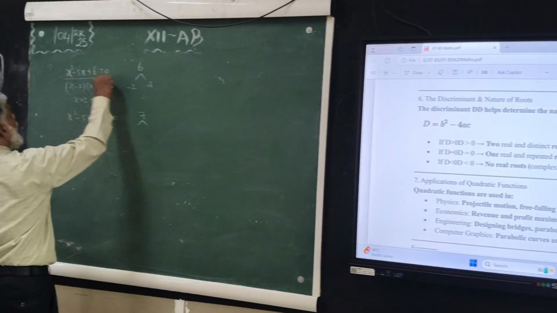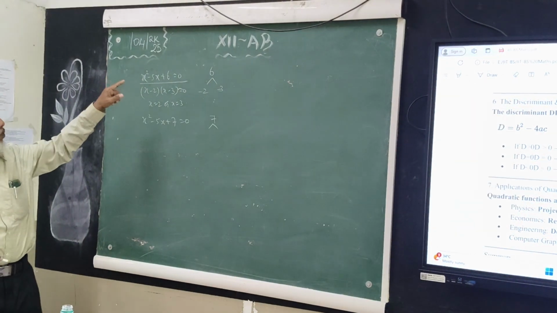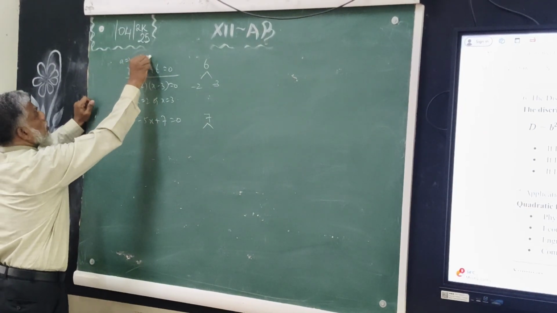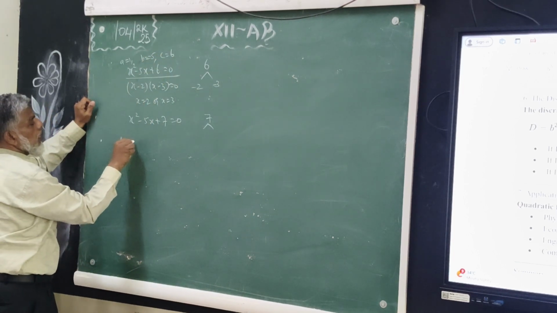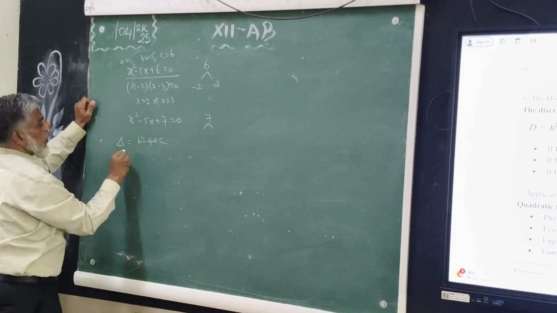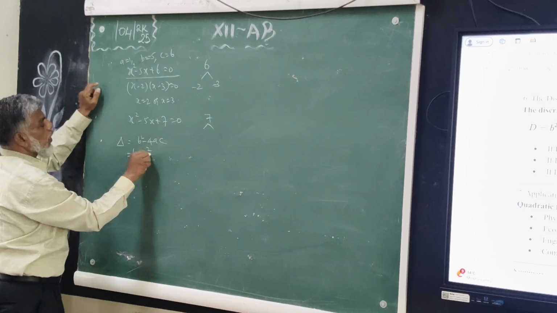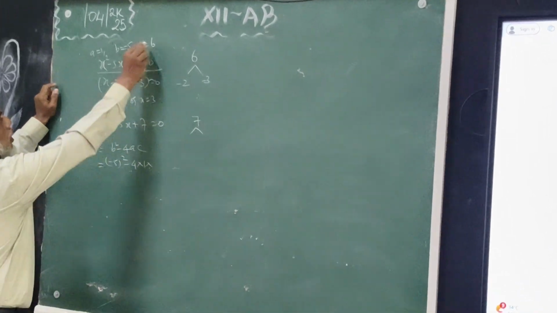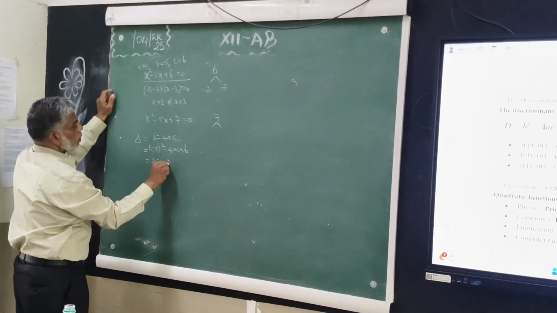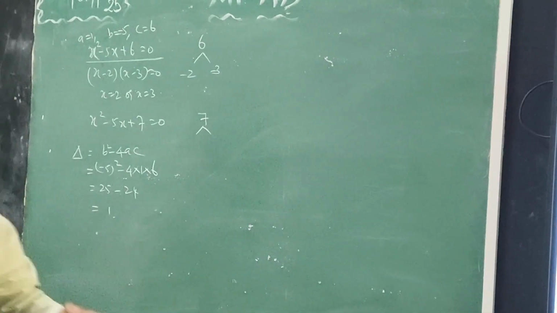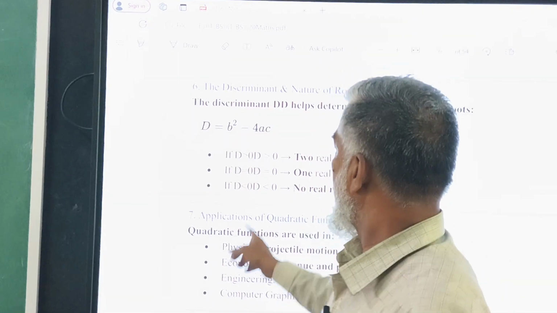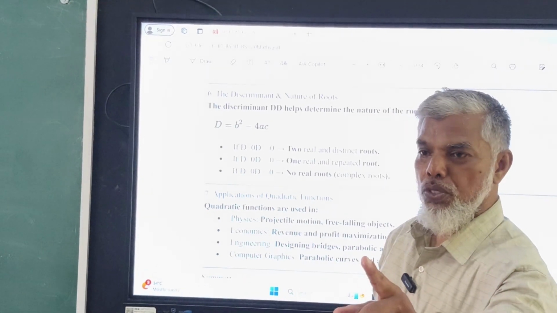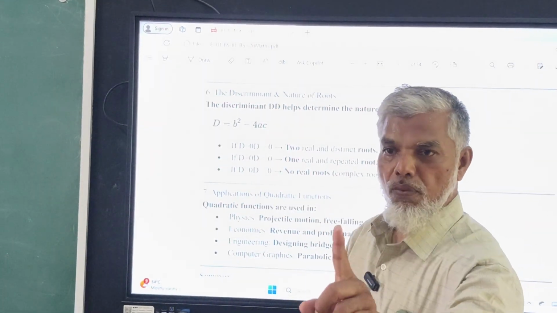For example, look at this value. What is the discriminant? This is for a. What is a? a equal to 1, b equal to minus 5, c equal to 6. What is discriminant? Delta is b square minus 4ac. What is b? Minus 5 the whole square, minus 4 into a is 1, c is 6, and 25 minus 24, 1. If the discriminant is positive, then there are 2 values. Discriminant is positive, 2 real and distinct roots. Equal to 0 means only one value.